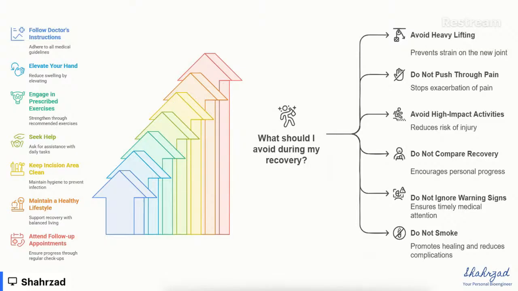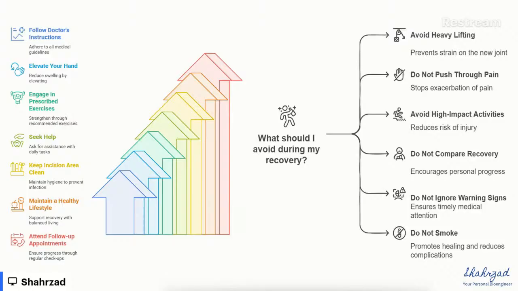And I know it's time, but we have just one more slide to cover, and these are the post-operation do's and don'ts. As always, it's recommended that you follow doctor's instructions for a wrist joint or finger replacement. Remember to elevate your hand to reduce swelling. Engage in prescribed exercises only. Seek help if you need to do so. Keep incision area clean, just like any other surgery. Maintain a healthy lifestyle and attend follow-up appointments. These are the important things to remember.